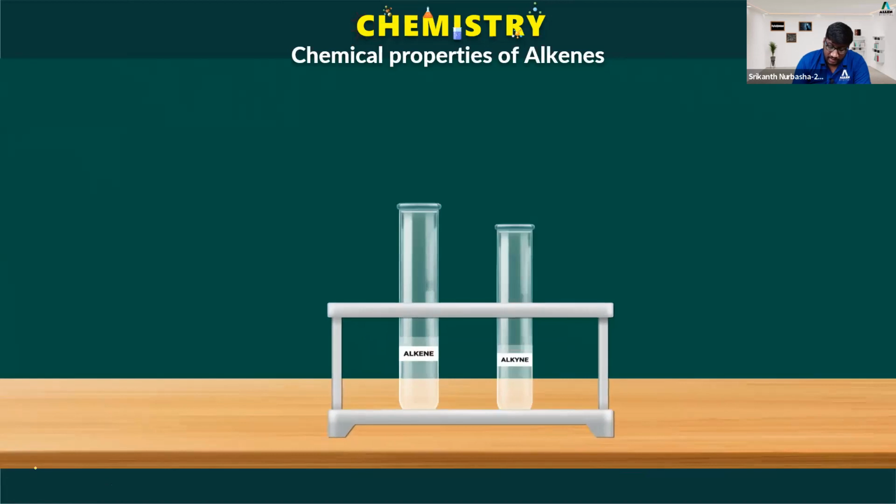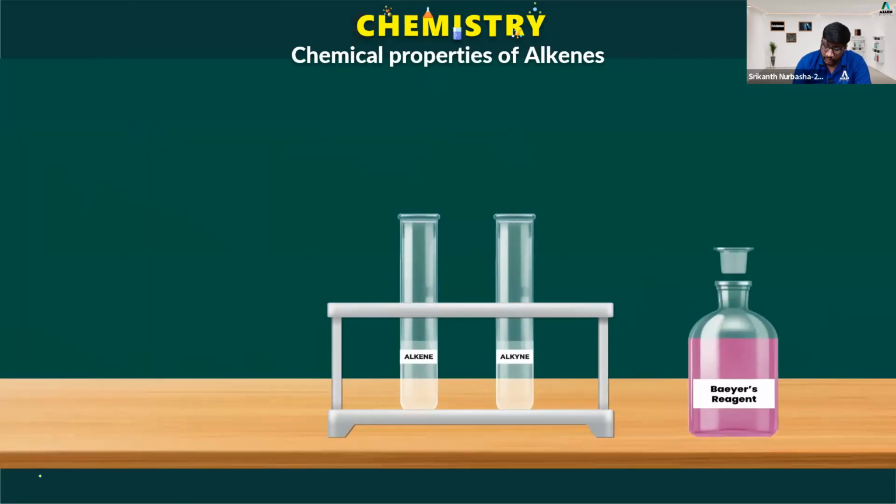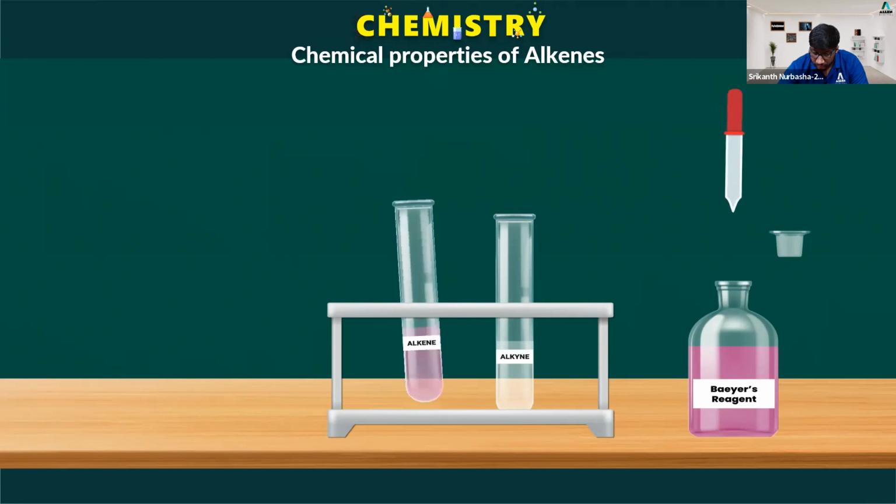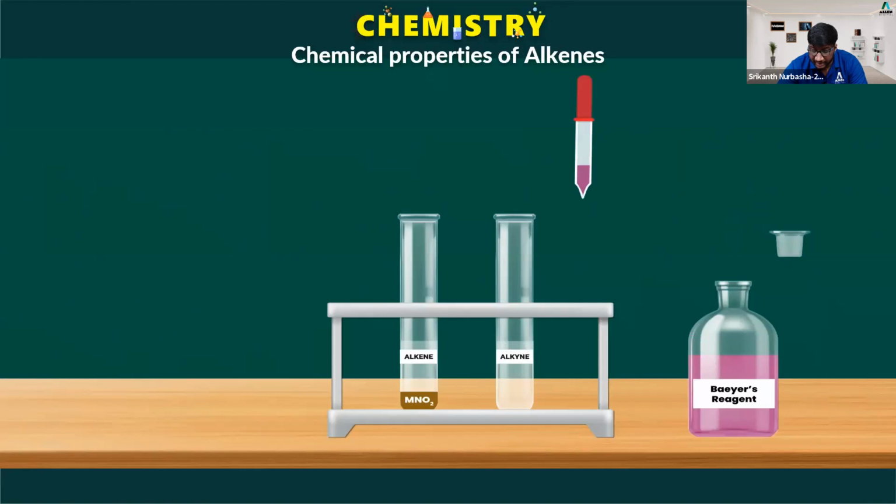You can just look at the same in the animation. Alkene and alkyne are treated with Baeyer's reagent. Just look at the animation, all of you. Baeyer's reagent was added. And you can see the brown precipitate formation that indicates the presence of unsaturation, that is, carbon-carbon pi electron density in that particular compound. Yes or no? The test of unsaturation is shown by alkenes and alkynes both.